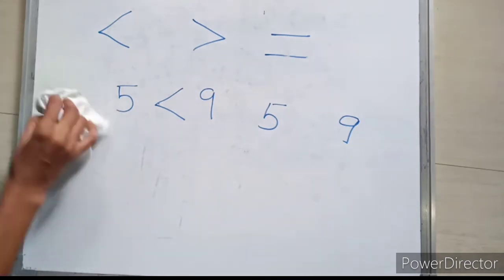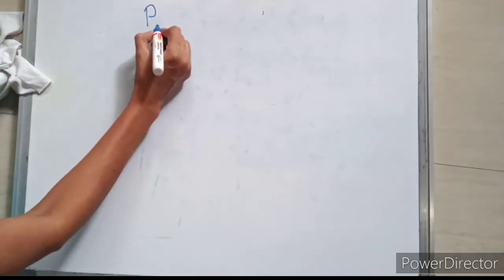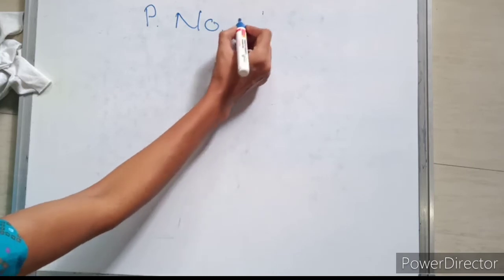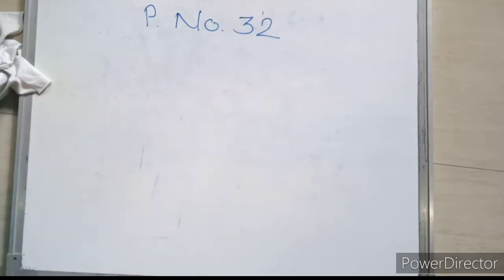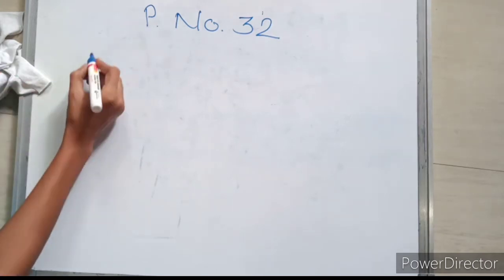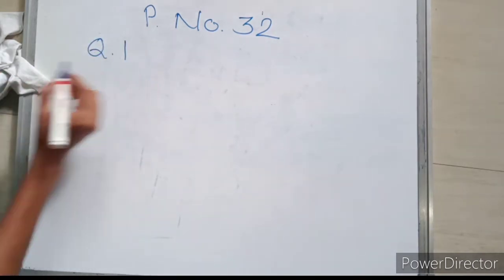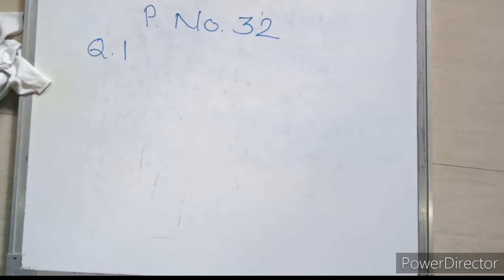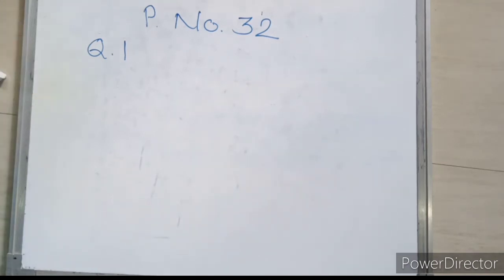Now children, open page number 32. Page number 32. There, question number 1. Open your textbook and see question number 1. Write the number in standard form and then put the correct sign. So first we have to write the number in standard form and then we have to put the sign.